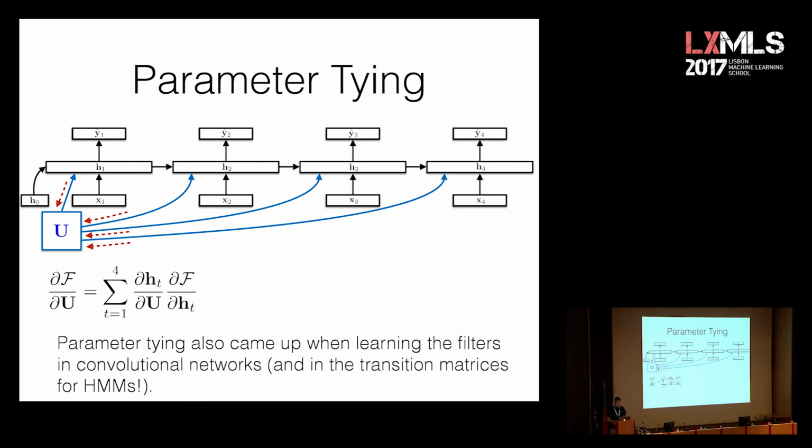So parameter tying will have also come up when learning the filters in convolutional neural networks, and it's also present in the transition matrices for HMMs. So when you're making a decision about how you transition from one state to the next, it doesn't matter if you're at the beginning of the sequence or end of the sequence. All that matters is what state you're currently in. It's exactly the same notion of tying parameters.